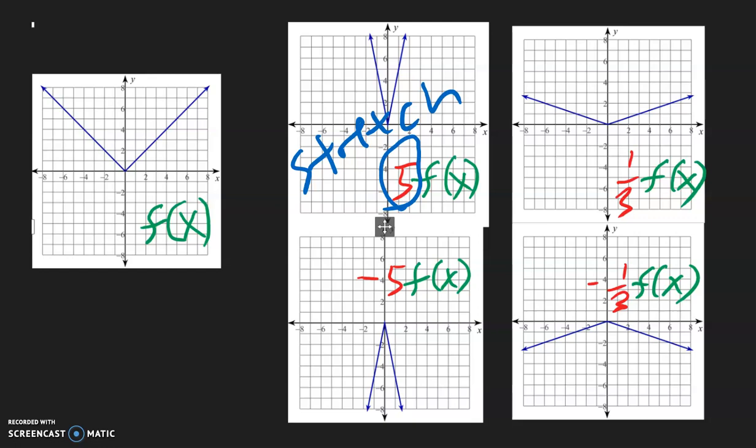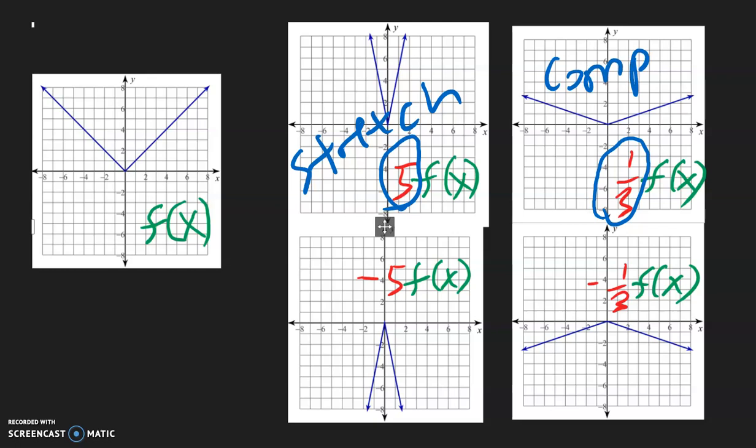Now the next one, it looks like someone stepped on this function and squished it, compressed it. And we see that by multiplying by 1/3. 1/3 is like 0.333 going on forever, so it's a number that is smaller than 1. So that's a compress when you see a number that is smaller than 1.